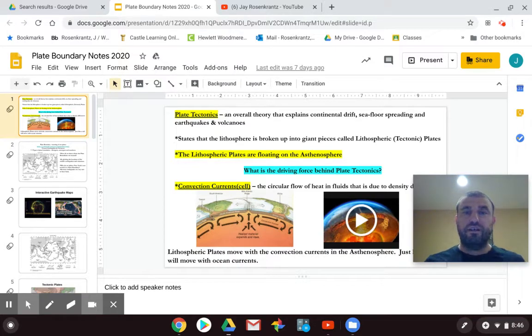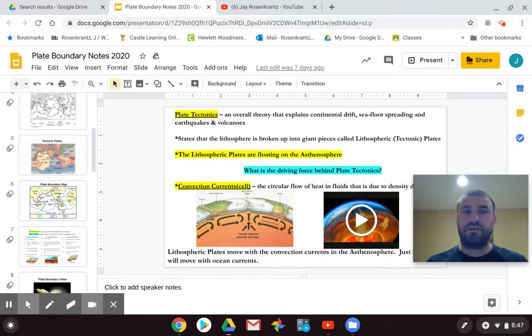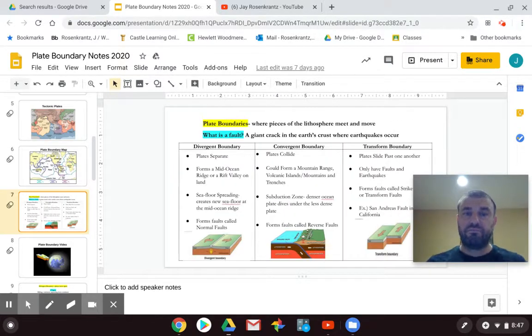Hey there, everybody. So I'm going to finish going over the notes from the plate tectonic or plate boundary notes Google slideshow. So we went over 1 through 6, and then we did the lab mapping the plate boundaries. So we're going to start with slide 7 today, and that is where I will present it from.